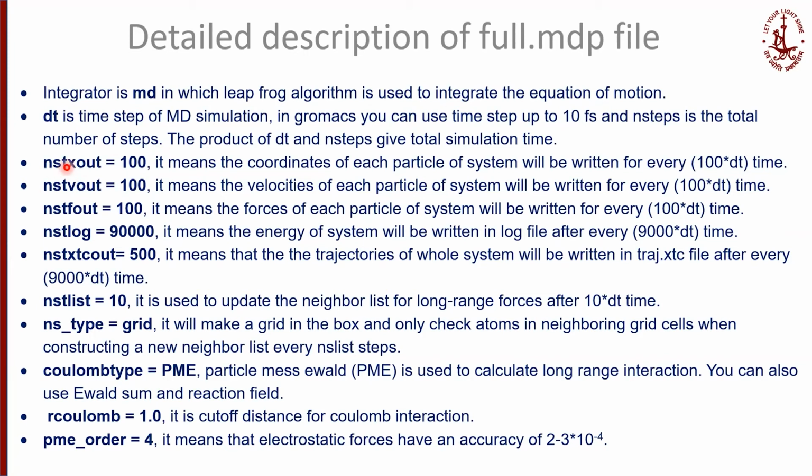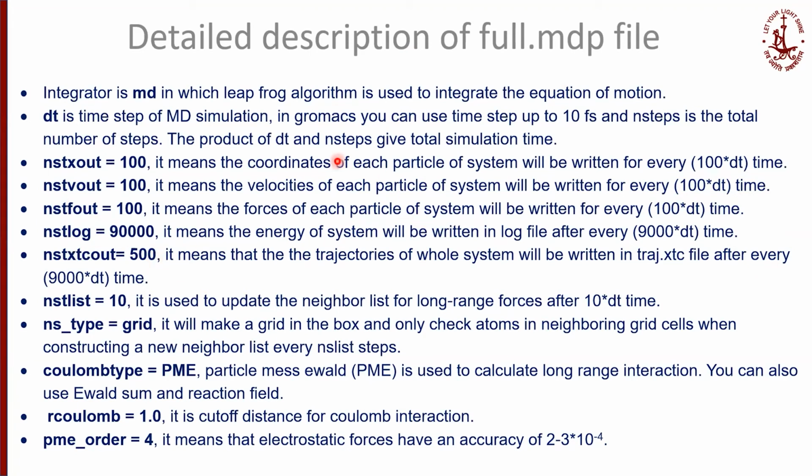Then you will have nstxout. These numbers you can change according to you. That means xout will write coordinates of each particle after every 100 times dt. dt is the time step that you give. Normally 2 femtosecond is the standard time step that I use for my purpose. Then you have nstvout. vout means velocities of each particle will be written after every 100 times dt time step. Then nstfout. Force on each particle will be written.